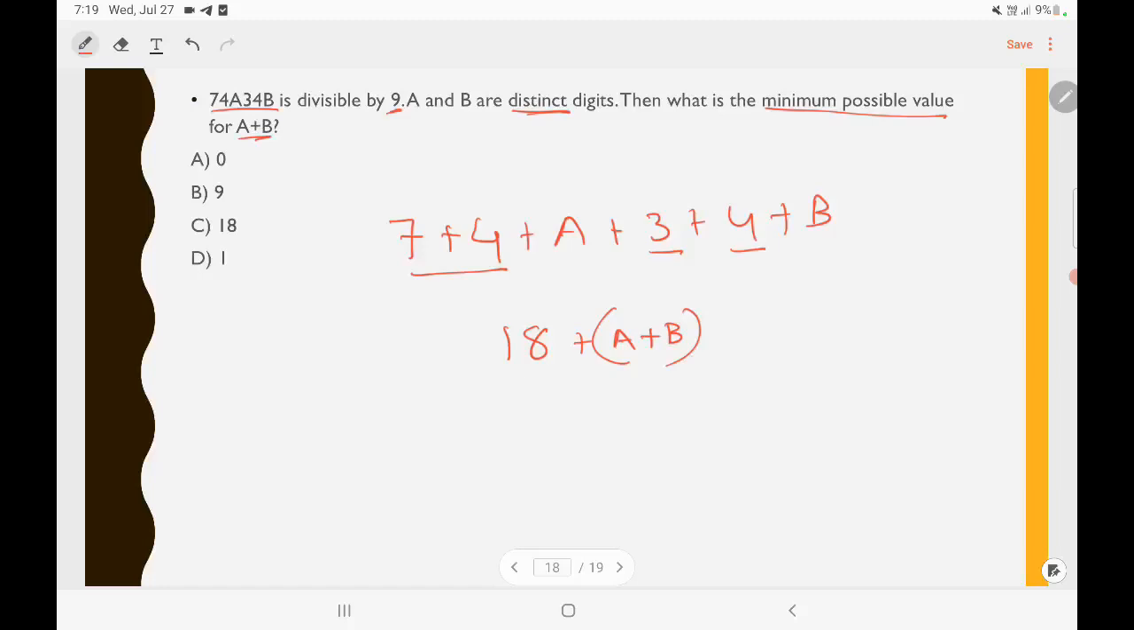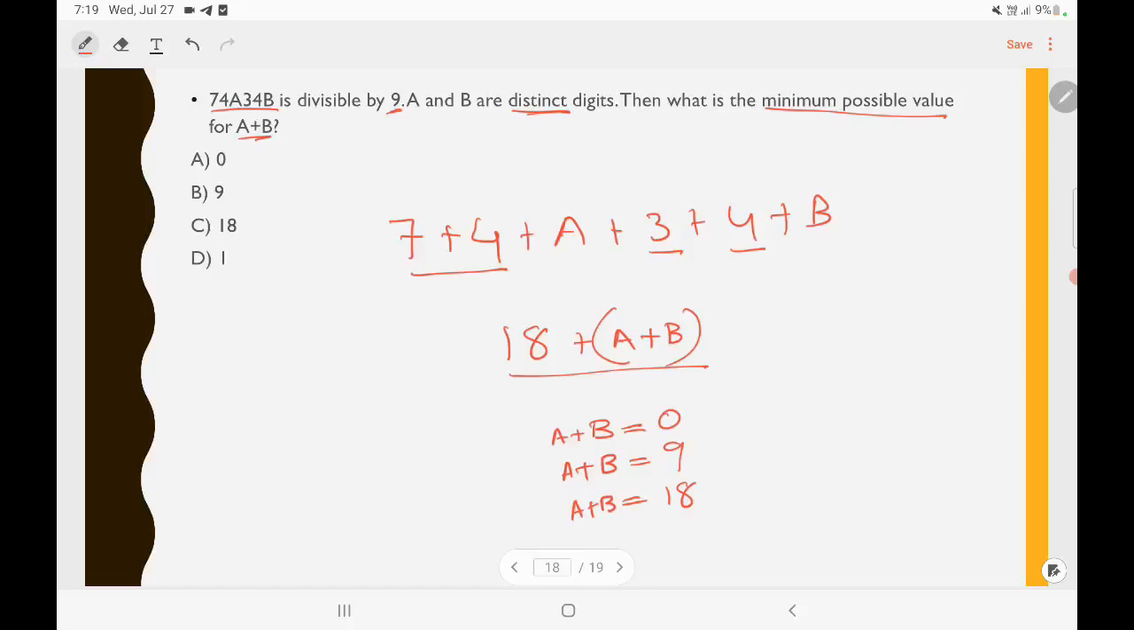So if A plus B is equal to 0, the sum will come to 18 and it will be divisible by 9. Similarly, if A plus B is equal to 9, the sum will become 27, which is divisible by 9. Similarly, if A plus B is equal to 18, it will become 36, and 36 is divisible by 9. So these are the 3 possible values of A plus B.